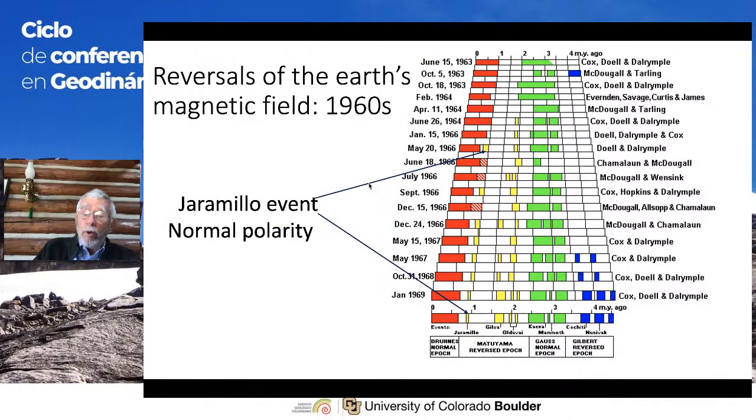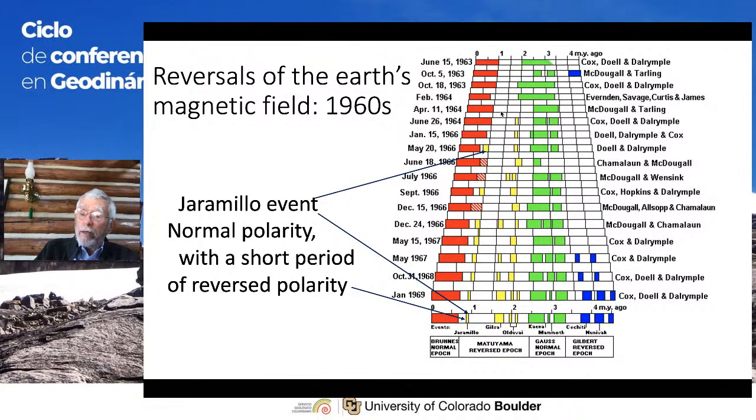The reason it's important is, remember, this Jaramillo event was discovered in 1966. If Pittman had worked earlier, he wouldn't have been able to do what he did. And this is clear from work that Vine did. Remember, the Jaramillo event is a period of normal polarization, but that means there has to be a reversed period between it and the main period of normal polarization in here.